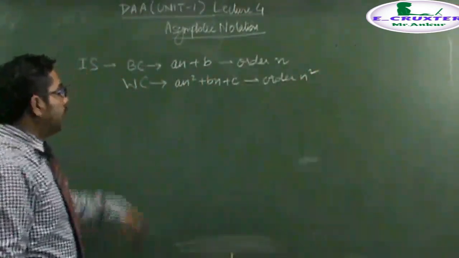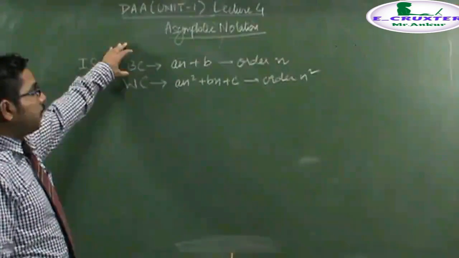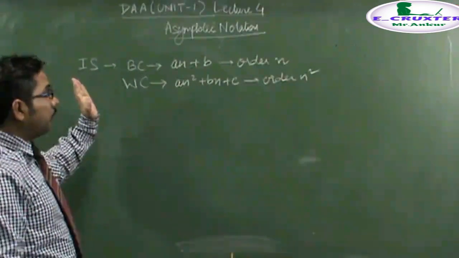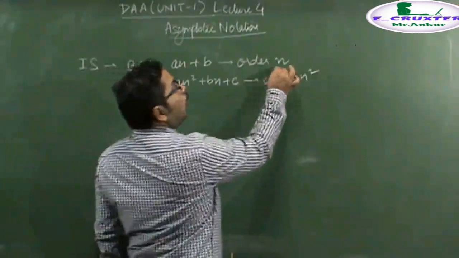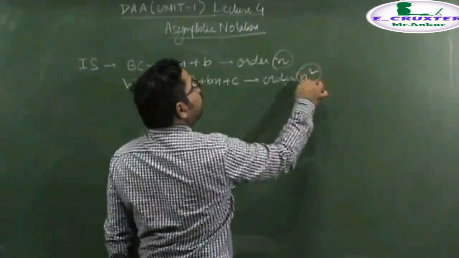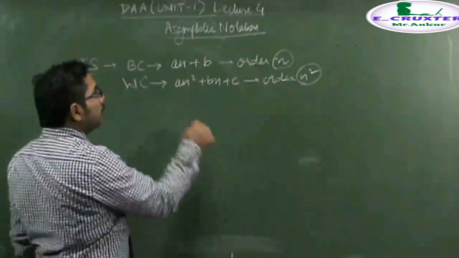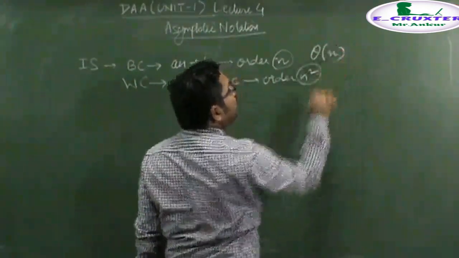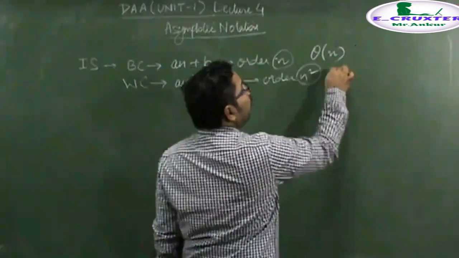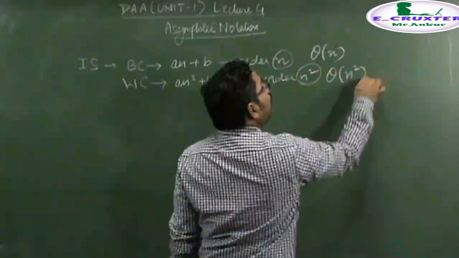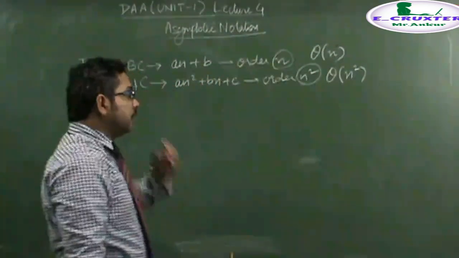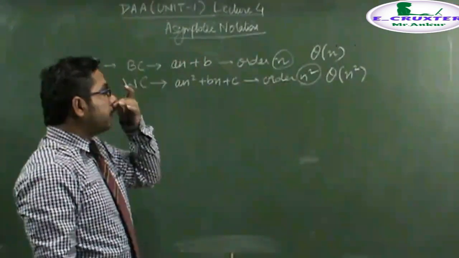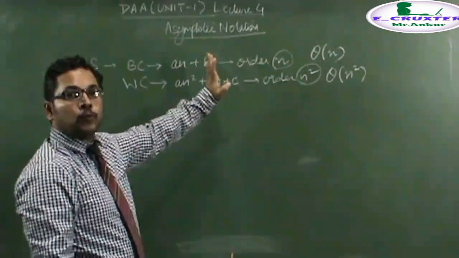That is, the running time in best case is better compared to the worst case, and these are known as the order of growth. For that we use the notation theta of n in the best case, and theta of n square in the worst case. I have not discussed these notations yet. These notations are asymptotic notations, and in this lecture we will discuss them.